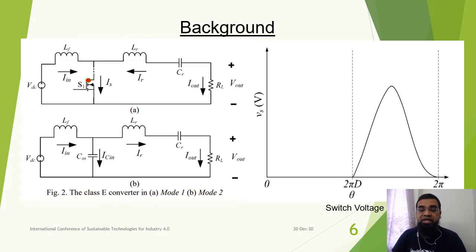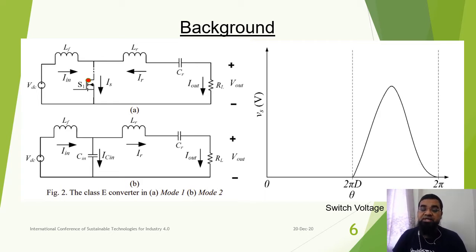And as I've said, the problem with class E is that it has a very high switch voltage. Now you can see a switch here, S1. It actually operates in two modes. I'm not going into the detail of this, but the voltage across this switch becomes very high. Say if you give a 10 volt input, the voltage across the switch might get to 100 or 150 volts. So what's the problem with that?